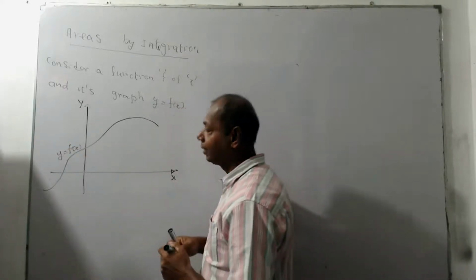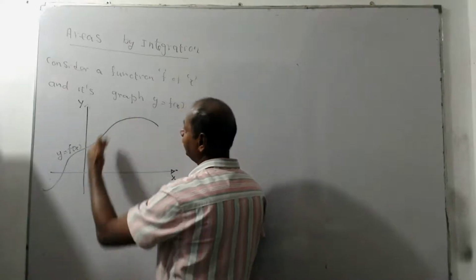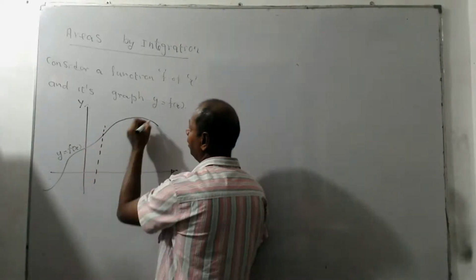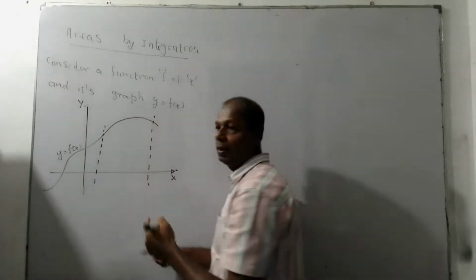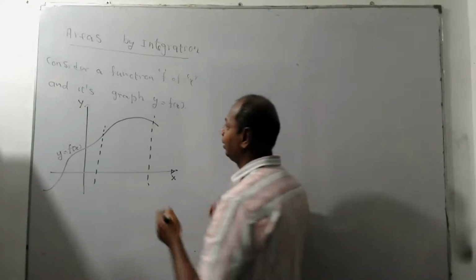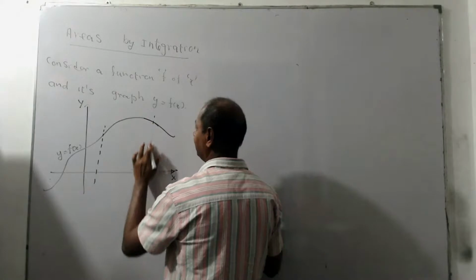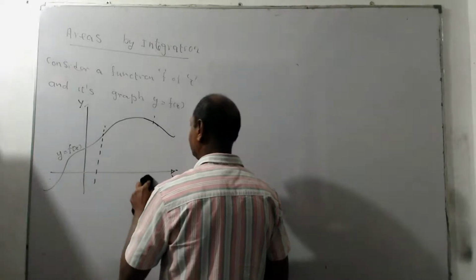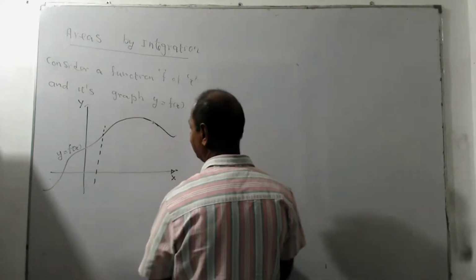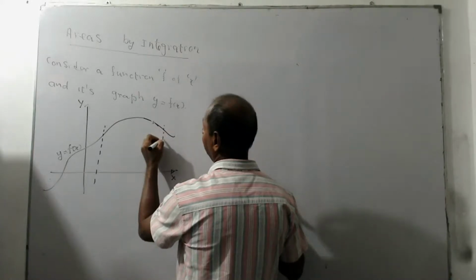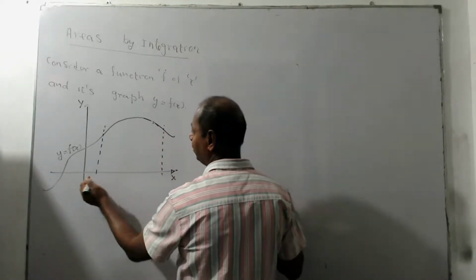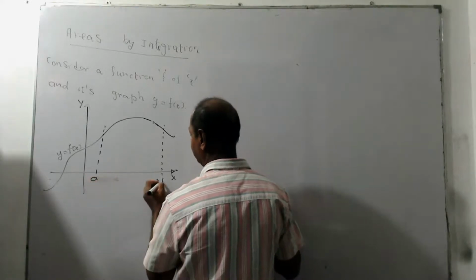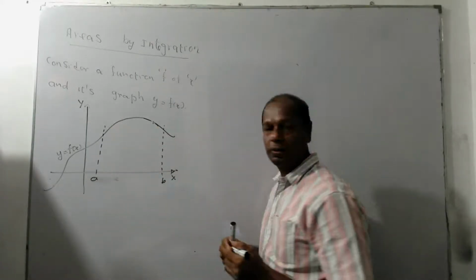Right? You are asked to find an area under the curve. Under the curve means this is the curve, and the area enclosed by the curve and the x-axis between some two limits, say x equals a to b. This is the area that we need to find.